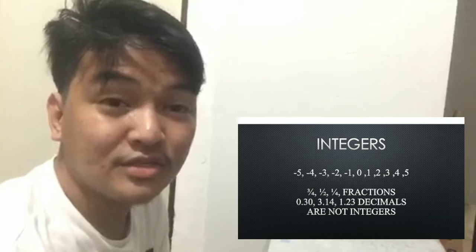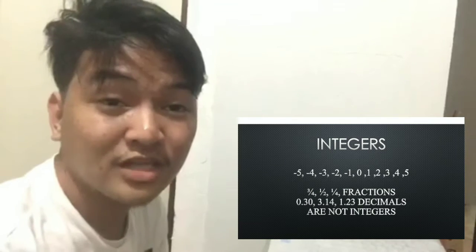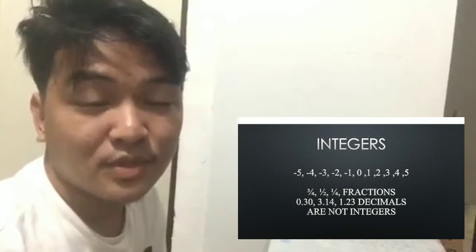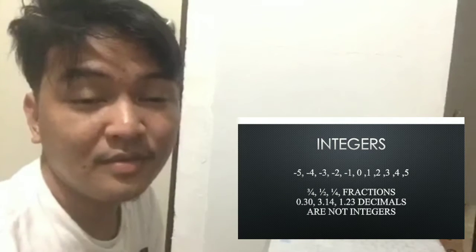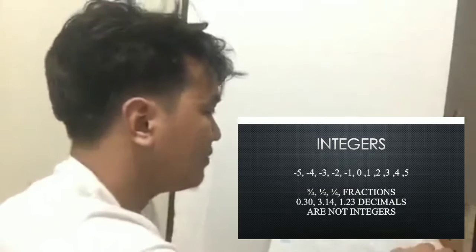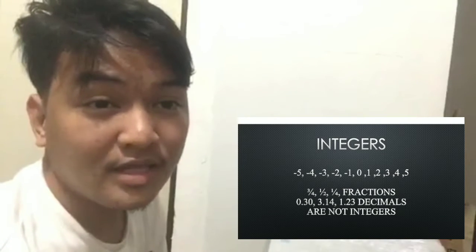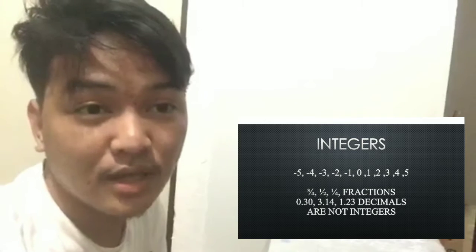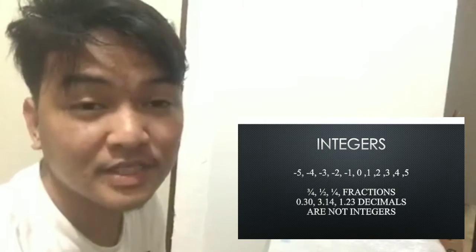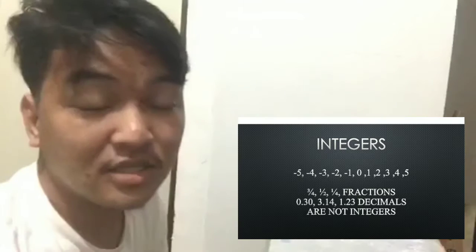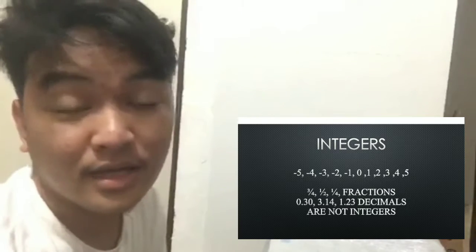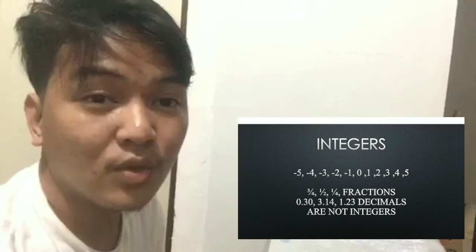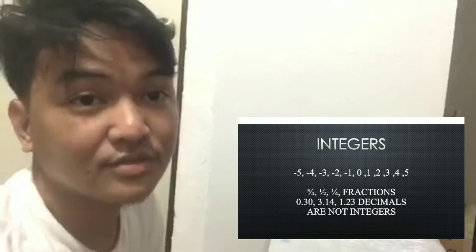So, what are integers? Integers are whole numbers that are not fractions or decimals. There are three types of them: the zero, the negative integers, and the positive integers. Negative 5, negative 4, negative 3, negative 2, negative 1 are negative integers. 0 itself is an integer, and 1, 2, 3, 4, 5 are positive integers. Fractions such as 3/4, 1/2, and 1/4 are not integers, and decimals such as 0.30, 3.14, and 1.23 are not integers.